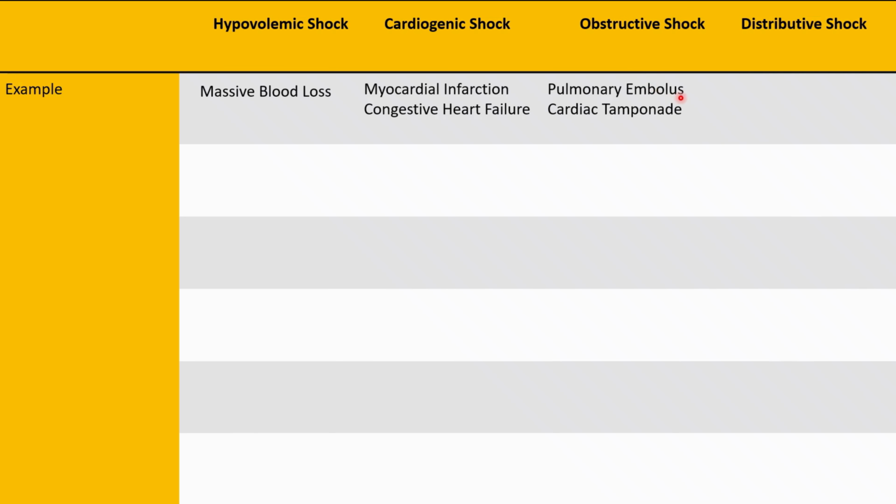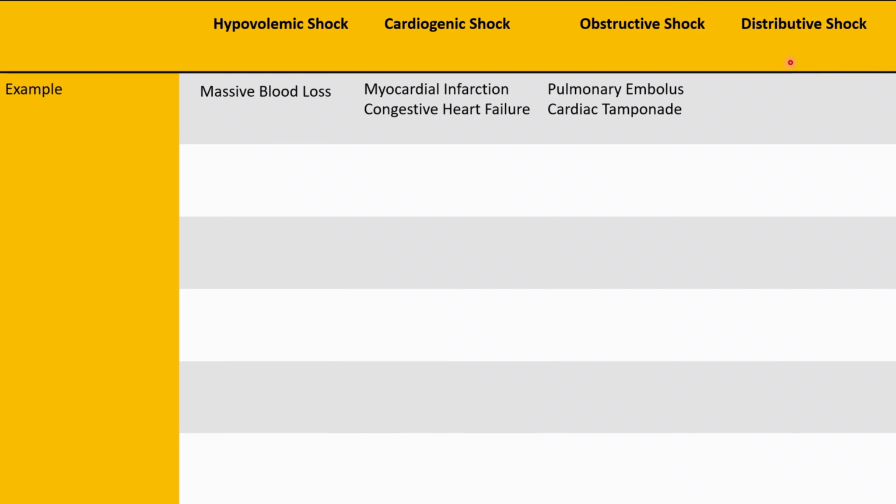Now, for pulmonary embolus, I want you to think of a very specific type, which is called a saddle pulmonary embolus, a big fat embolus right at the bifurcation of your pulmonary trunk. It's blocking all the blood going from the right ventricle to the lungs. I'm not talking about a small embolus in a far off lobe of the lung. I want to talk about a big fat saddle pulmonary embolus sitting in the main pulmonary trunk that's blocking practically all the blood your right ventricle can pump. And cardiac tamponade. Those are the two examples to think of for obstructive shock.